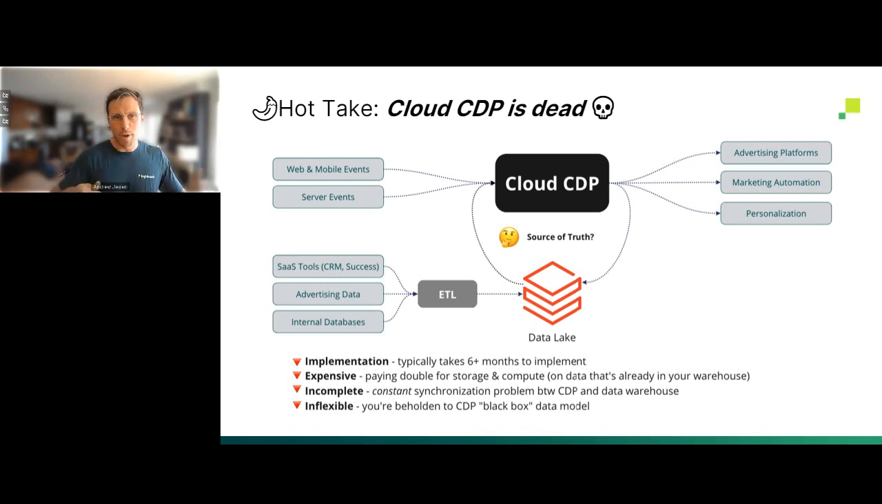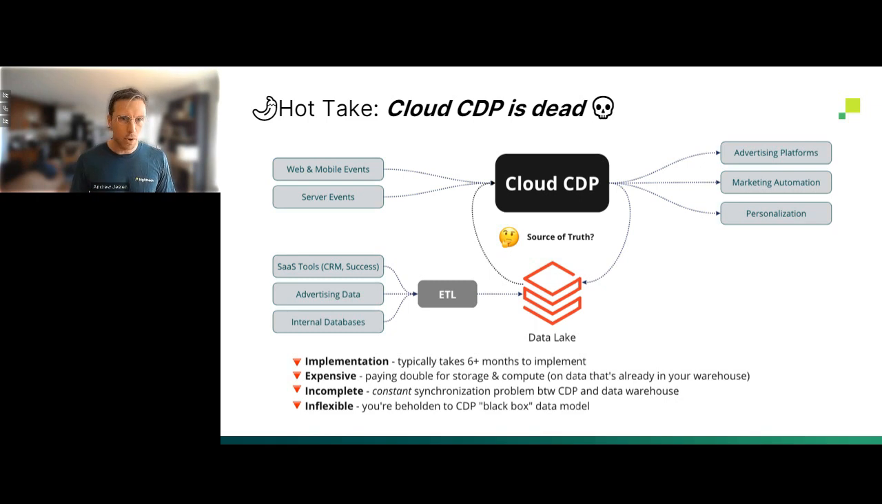So when you talk about potentially purchasing an off-the-shelf CDP, you're looking at a possible six-plus, maybe a year-long implementation, because you have to build these data pipelines and instrumentation to get data into the cloud CDP. Secondly, the cloud CDP is expensive: you're paying double for the storage and compute on data that's likely already been modeled in your own data platform.